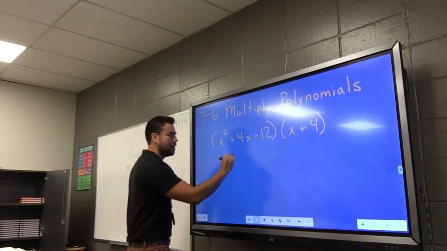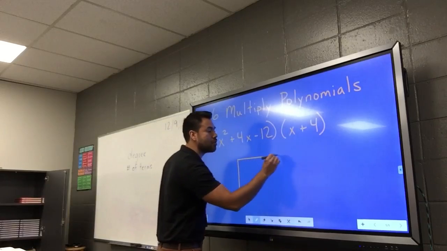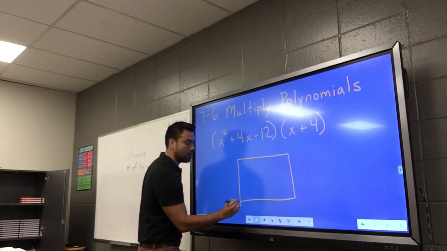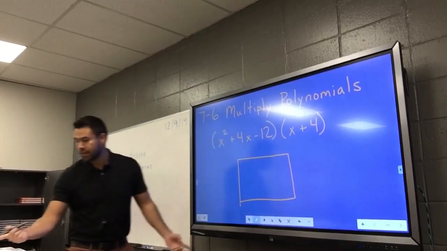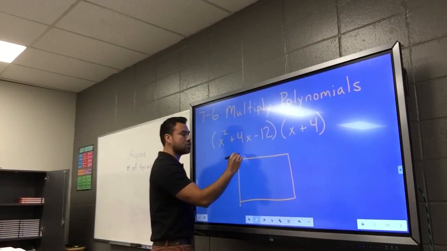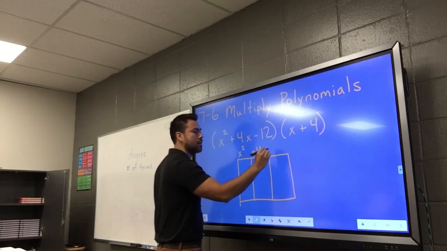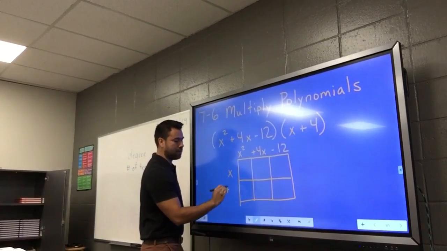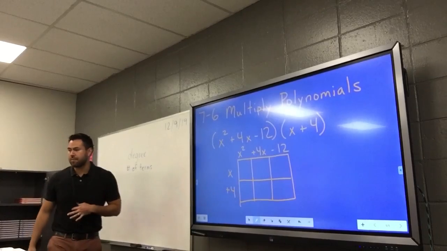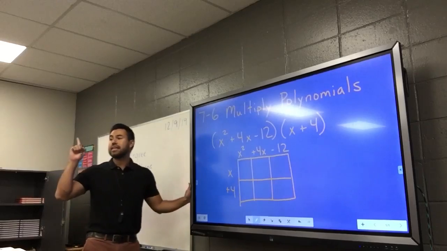So tabular method, instead of doing just four boxes, and it doesn't matter which one you put up top, but I'll put the trinomial up top and the binomial on the side. Could you have switched that up? Yeah, either way is going to be fine. So the trinomial will be the x squared plus the 4x minus the 12, and the binomial is going to be the x and the plus 4. Go ahead and fill in those spots, add any like terms, and then get me your final answer in standard form.